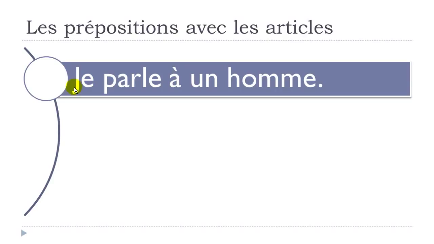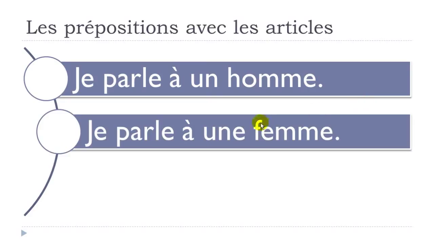So the first sentence, je parle à un homme, okay, un homme, a man. Je parle à un homme, I talk to a man. So in that case, what you can see is that you keep your preposition à right after the verb, and then you put your article and basically nothing happens. Je parle à un homme. So let's see an example with the feminine. Je parle à une femme, une femme, a woman. Je parle à une femme.